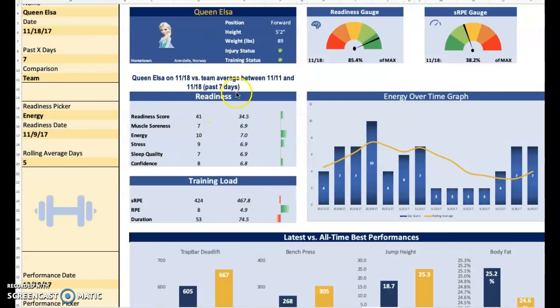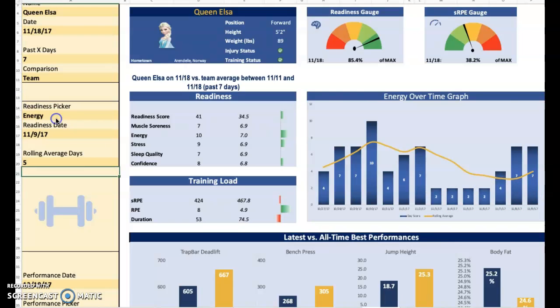To the right of these key performance indicators here, we have a visual representation of a given readiness metric over time graph. On this graph, you'll see a rolling average of that athlete's score represented by this yellow line here. Each bar on the graph represents a different date and the day score they have received on that date.